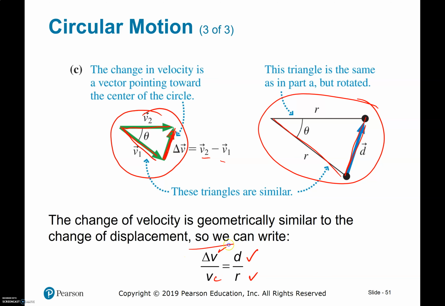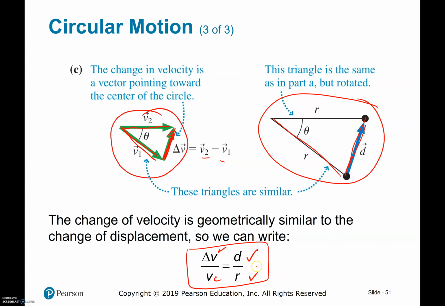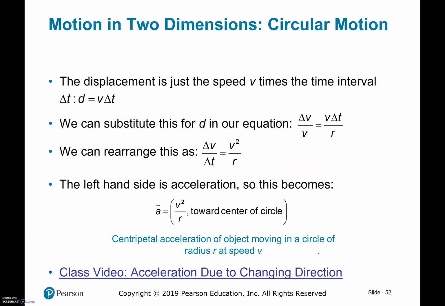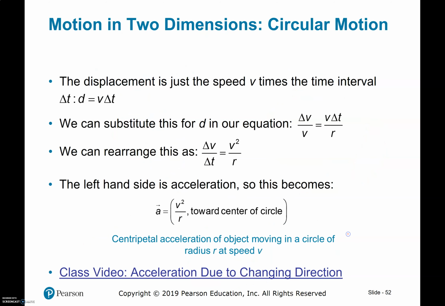Now we get this equation here. We can use this to write that delta v over v is equal to v delta t over r. Where does that v delta t over r come from? That's the displacement: the displacement is v times delta t. So you get v delta t here, and now you can send this v to multiply on the other side, and you get delta v over delta t is equal to v squared over r, and this is your acceleration.